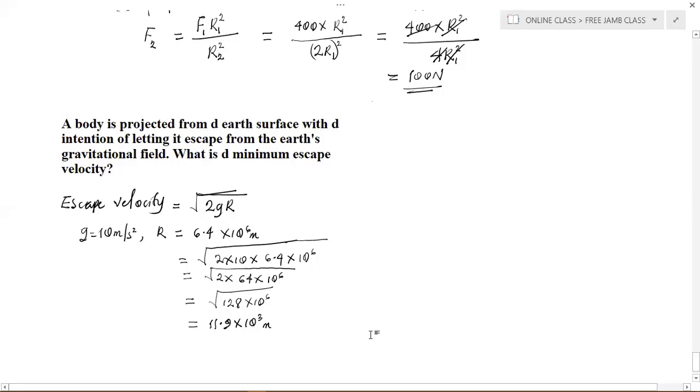So with that, we usually write it as that's the minimum, say 11.9 kilometers. Yes, that will be solved.